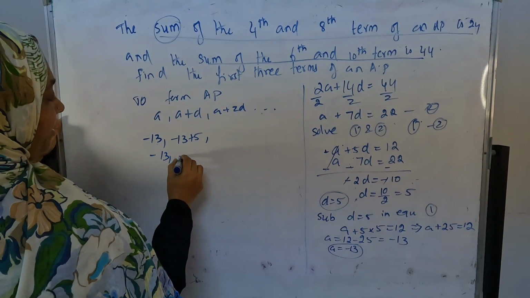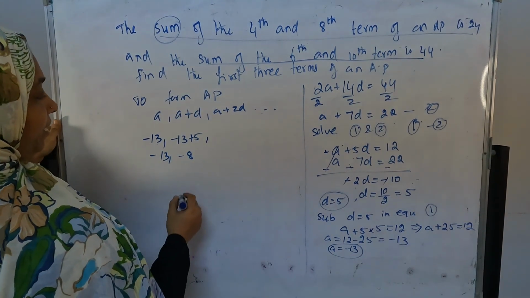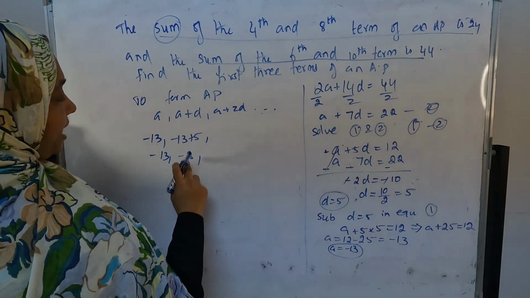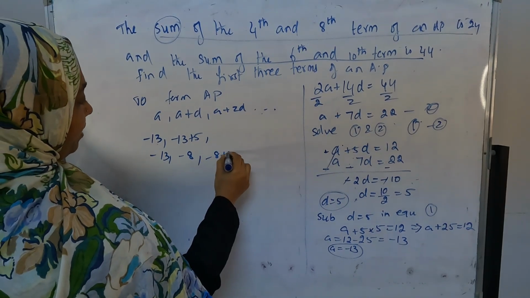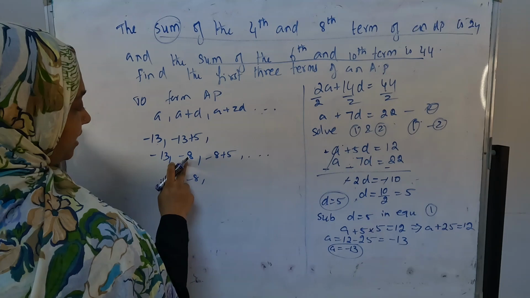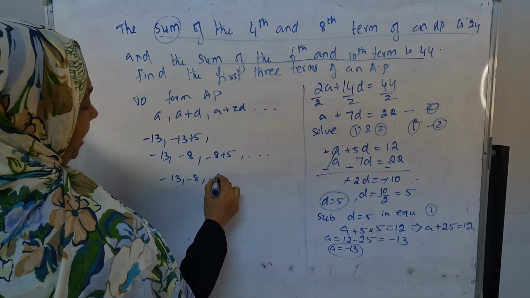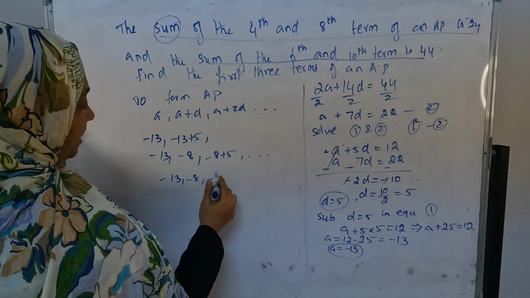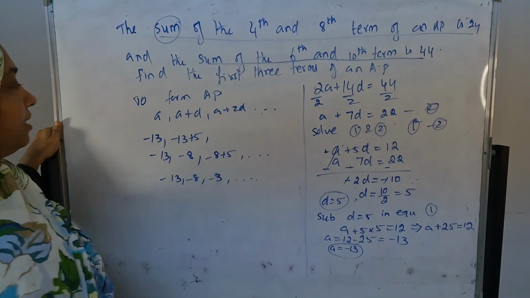Then what will come? It will be minus 8. Then they are asking for only 3 terms. Next to minus 8, you add 5. So minus 13, minus 8, that means this term, and plus 5: minus 8 plus 5 is minus 3. This is our term here.